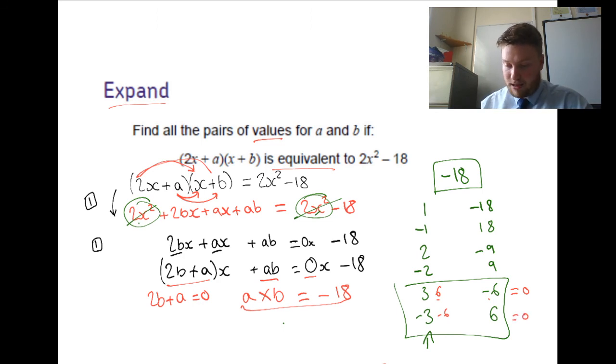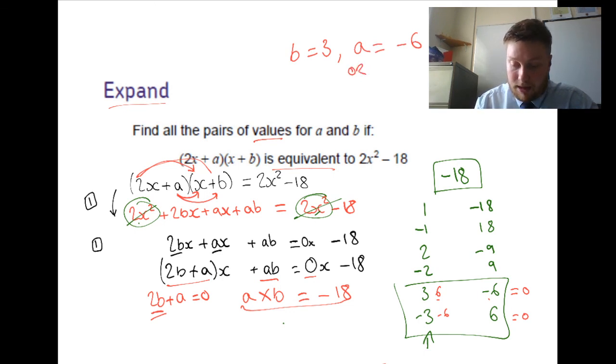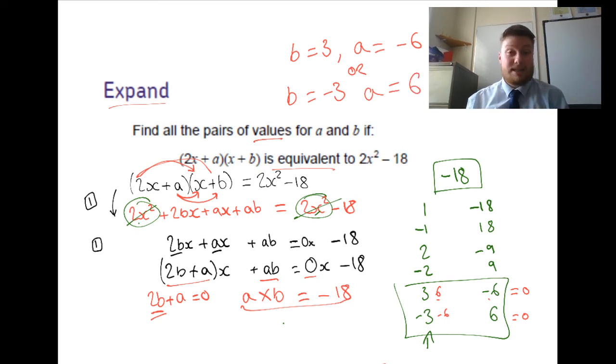So for the pairs of numbers, we have to make sure we get them the right way round. Which one's the one that's being doubled? The B is the one that's being doubled. So we can say that B is equal to 3 and A is equal to negative 6. Or we could say that B is equal to negative 3 and A is equal to 6. Those are the two pairs of solutions to this equation.